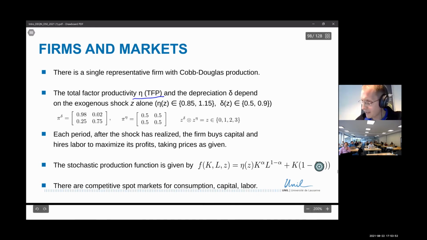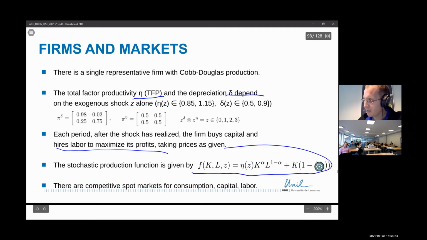Then we have, as I said, TFP shocks, and then we have depreciation shocks. It's just like a Markov chain, so just forget about the numbers for now. One is persistent and the other one is IID. And then you have the firms, they maximize. Then we have stochastic production given by that one. I need to go a bit fast here, but that's just how it is.